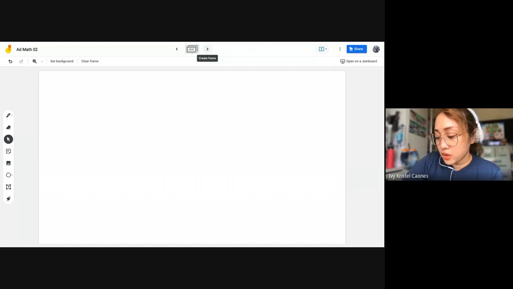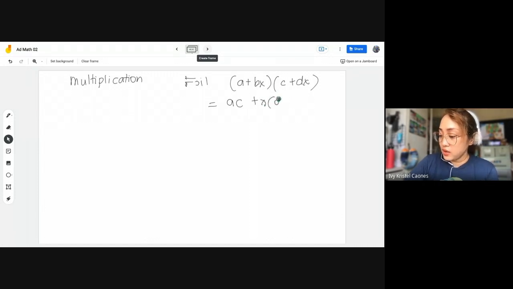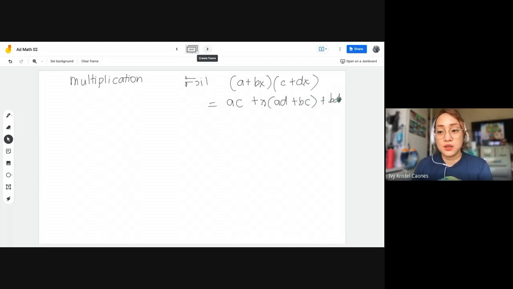Then we have multiplication. Okay? We go back to binomials. In multiplication, we are using FOIL. That is first, outer, inner, last. So if you have a plus bx times c plus dx, that is ac plus adx, plus bc plus bd. Okay?